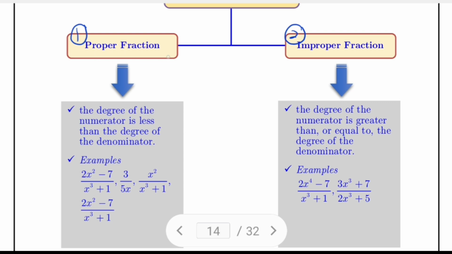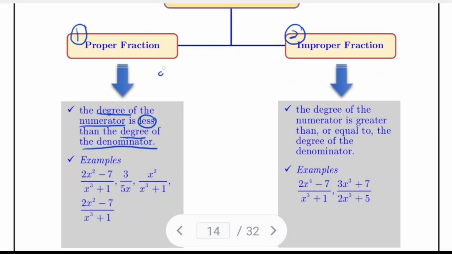So if you look at the proper fraction, the definition of proper fraction is when the degree of the numerator is less than the degree in the denominator. So what is the degree? If we can still remember, degree is the highest power of x.